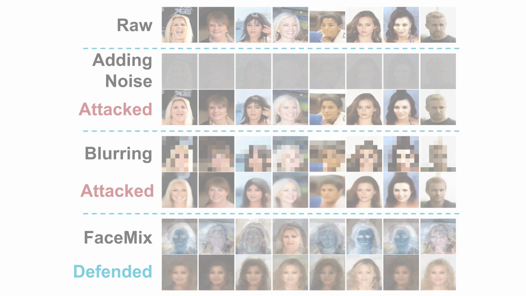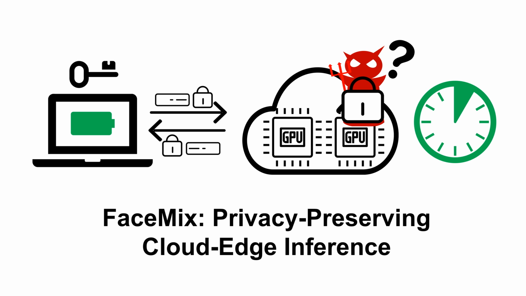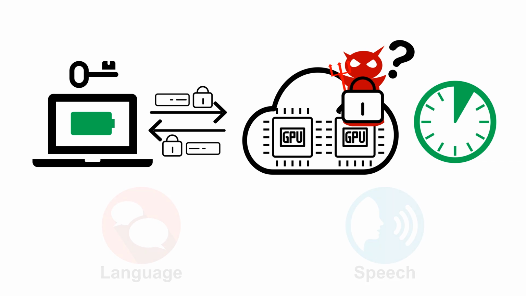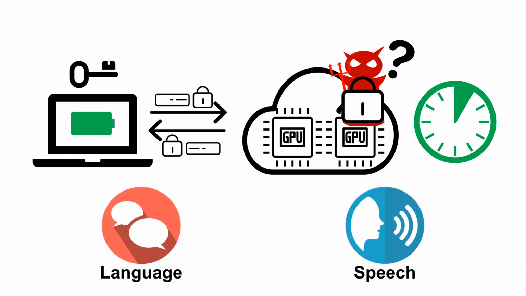To sum up, our method enables large models for resource-constrained edge devices, delegating most of the model computation to the cloud, without sacrificing accuracy or privacy. In the future, it can also be applied to other modalities, like language and speech, since the encryption and decryption functions are not specific to a single task.